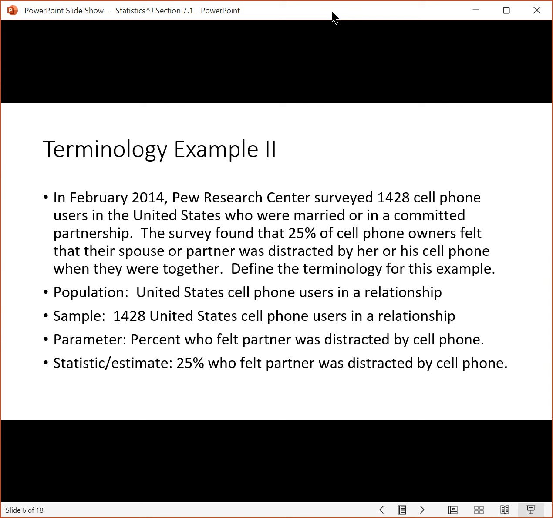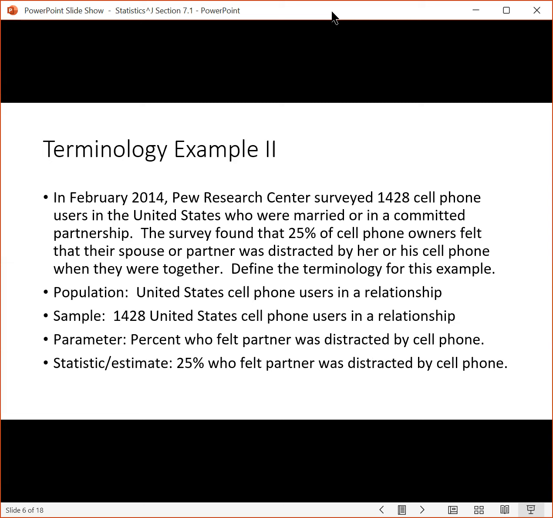So we want to go through and define the terminology. So what are we interested in? We're interested in cell phone users. We're interested in figuring out what percent of cell phone users felt that their spouse or partner was distracted by his or her cell phone. Okay, and so the population is the big thing. It's the everything. And so that's going to be all of the cell phone users. All right, the parameter is the thing that we're interested in about it. So that's the percent who felt their partner was distracted by cell phone use.